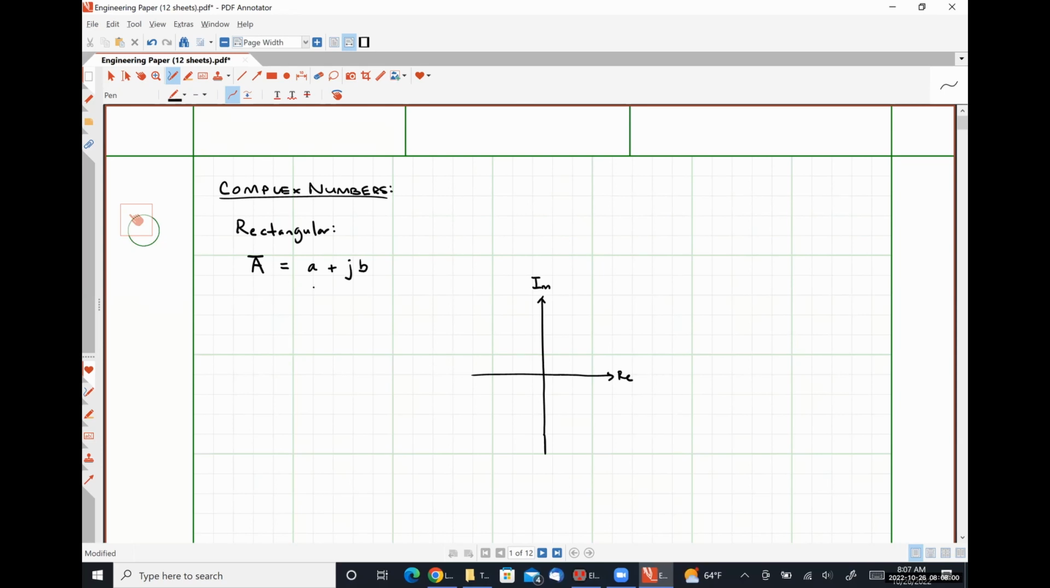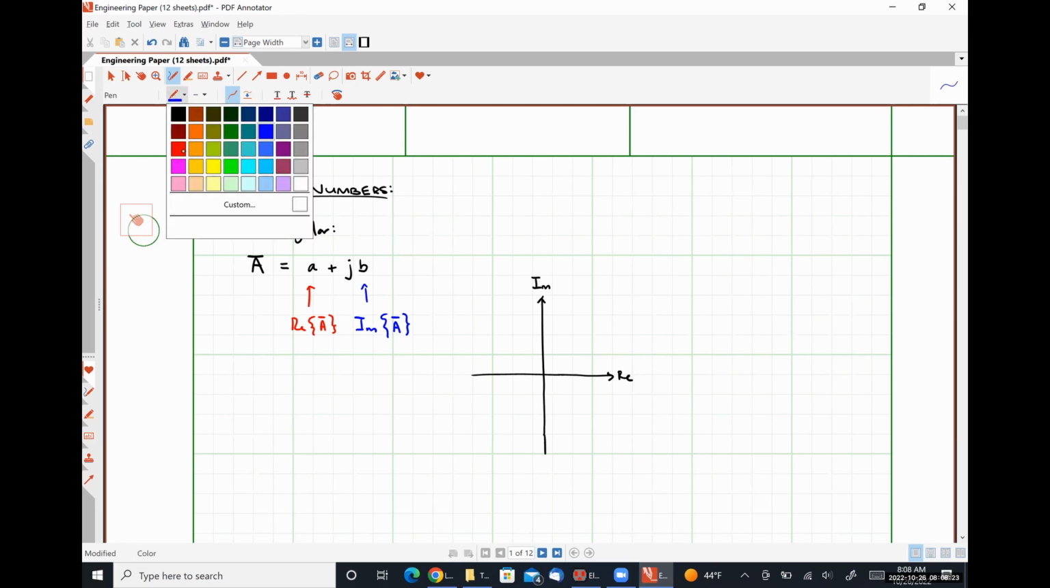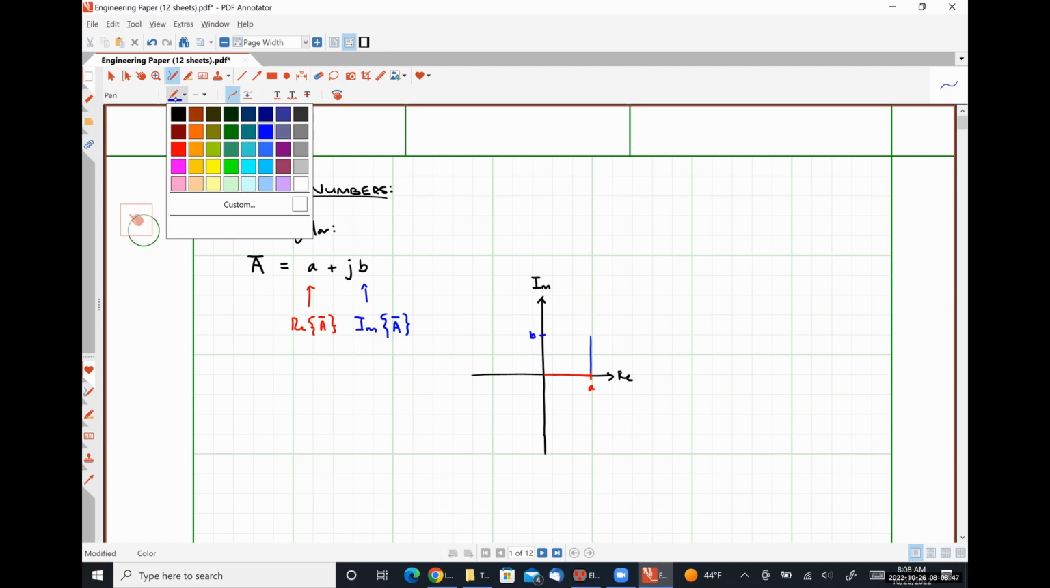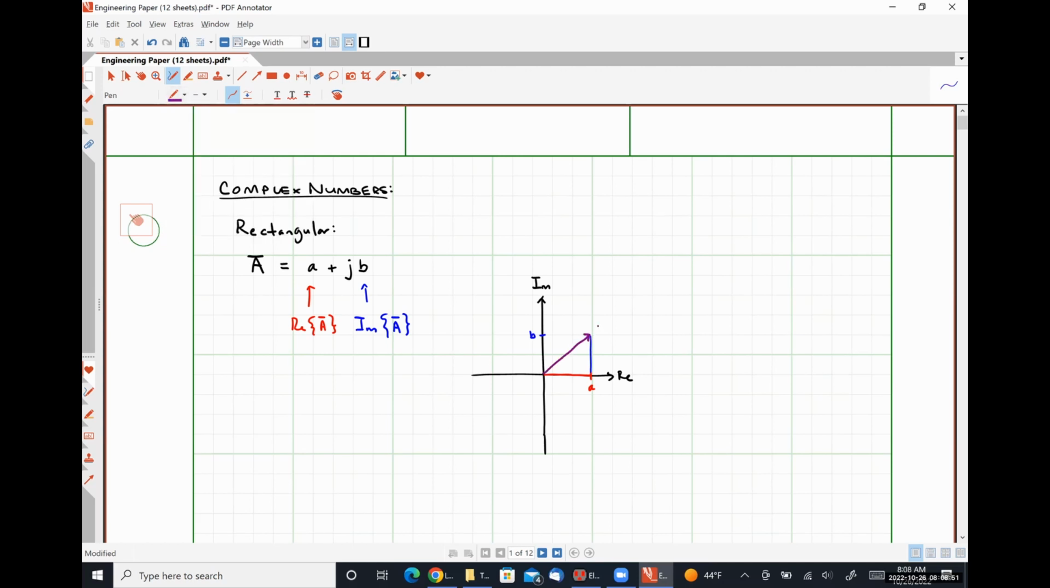Okay. So A here represents the real part of complex number A, and B here represents the imaginary part of complex number A. So on our complex plane, we would go out A units in the real direction, up B units in the imaginary direction, and would wind up with a complex number A, like so.